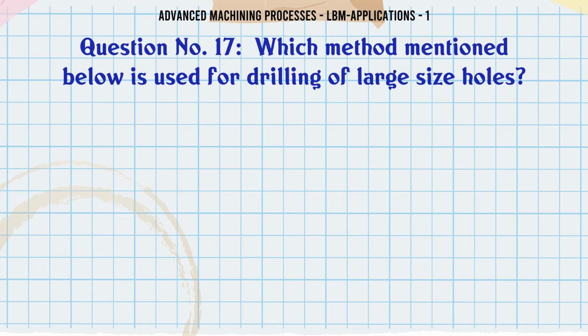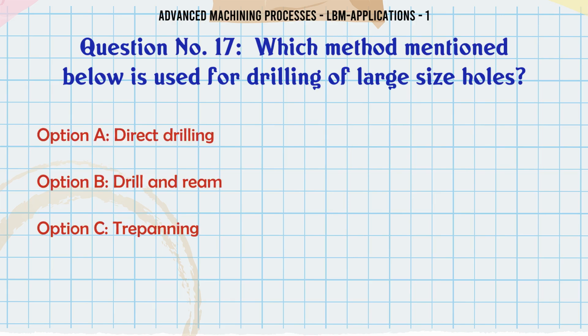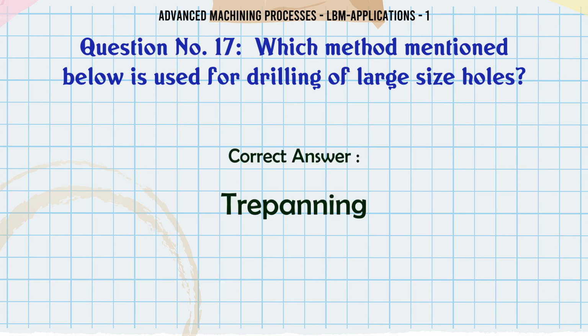Which method mentioned below is used for drilling of large size holes? A. Direct drilling, B. Drill and ream, C. Trepanning, D. All of the mentioned. The correct answer is trepanning.